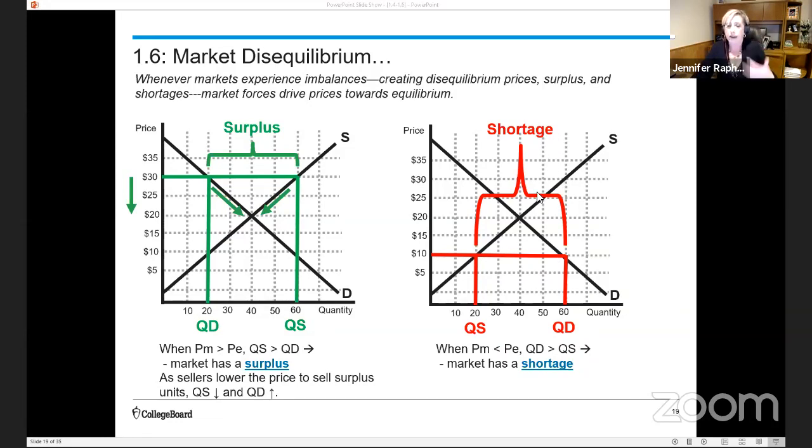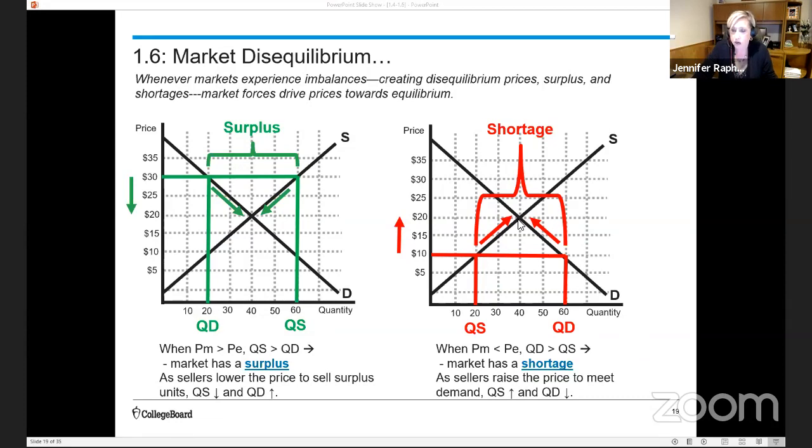Well, suppliers are going to recognize that people keep coming in to buy this thing that they don't have in stock. So what they're going to start to recognize is that they can be made better off by raising the price. So sellers have an incentive to raise the price in order to meet the excess demand. As the price rises, the quantity supplied is going to rise, but as the price rises, the quantity demanded is going to fall. So as sellers raise the price to meet demand, quantity supplied increases and quantity demanded decreases. A shortage is eliminated through rising prices. That's how market forces work.